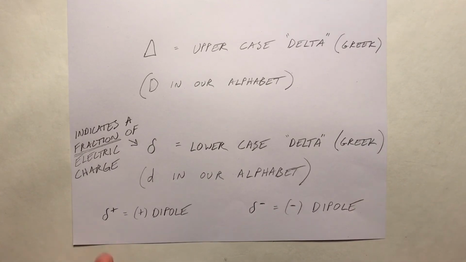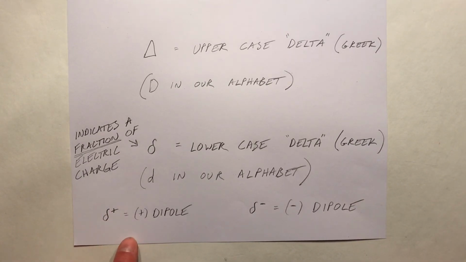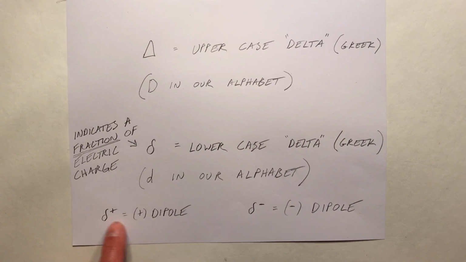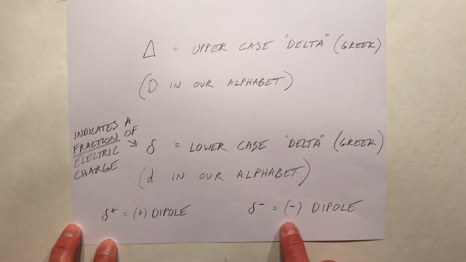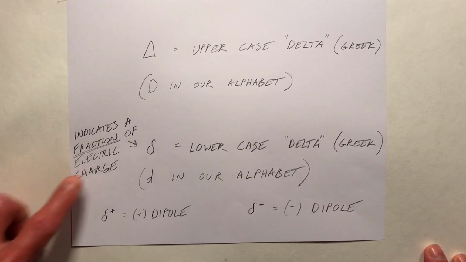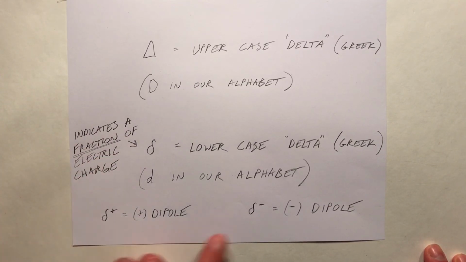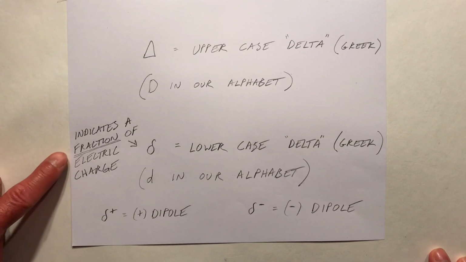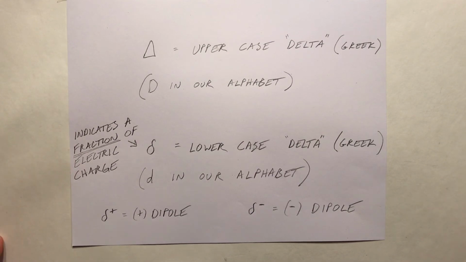All right, so we can say that if we have a delta with a plus sign, that would indicate a positive dipole. Delta, right, for dipole. And if you have a delta with a negative sign, that would be a negative dipole. Now they always come in pairs, that's why we call them dipoles. And when we see a delta charge like that, delta plus or delta minus, that would indicate that there's a fraction of an electric charge. So the electrons haven't transferred over and taken their entire charge with them from one atom to another.